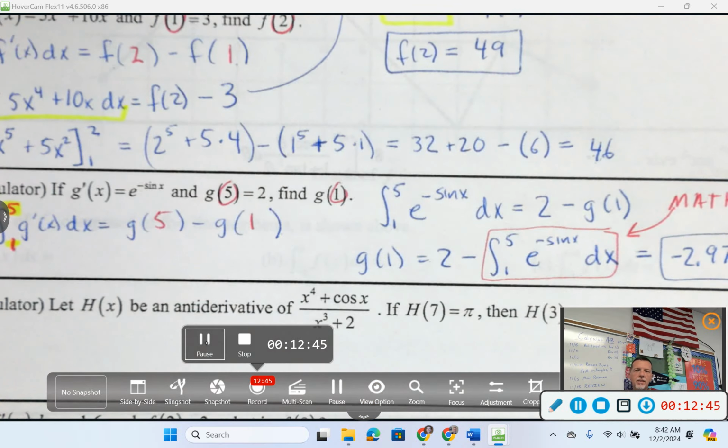Math 9. Amazing. Always 3 decimal places.